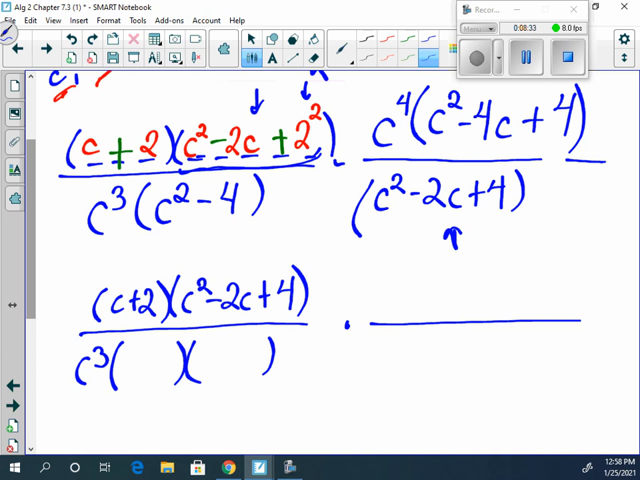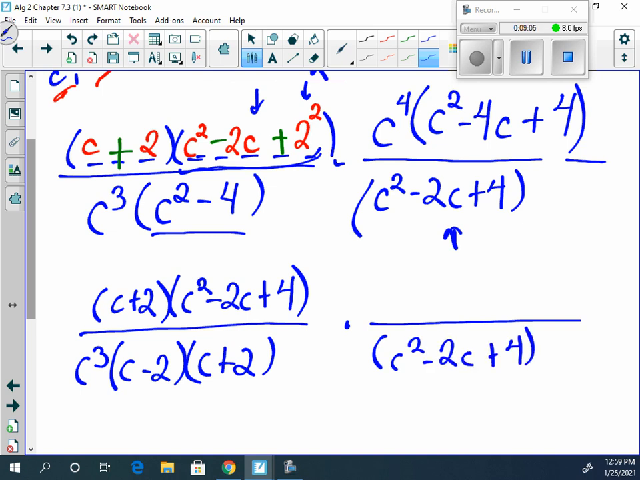And what would it be? C squared minus 4, how would that factor? Because that is a difference of perfect squares. So the signs would be opposite. We have c plus 2 and c minus 2. Now on the bottom here, c squared minus 2c plus 4, that's as simplified as it gets.